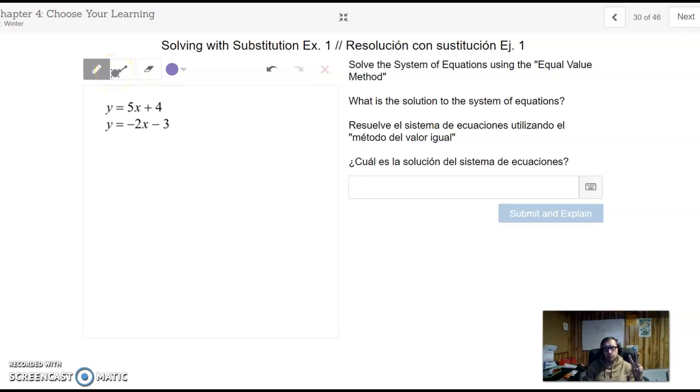This is part 2 of Thursday's Choose Your Own Adventure lesson for Chapter 4. If you haven't made it through these problems, again, always try them first. Here we're going to use the equal value method.